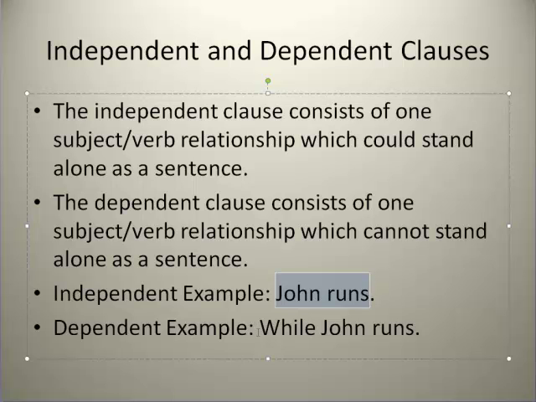Here is an example of a dependent clause. Notice that we have the same subject-verb relationship, John runs. However, this clause begins with a subordinating conjunction, while. Anytime a clause begins with a subordinating conjunction, that clause will be a dependent clause, and it will not be able to stand alone as a sentence. If it is punctuated as a sentence all by itself, it will be a fragment.